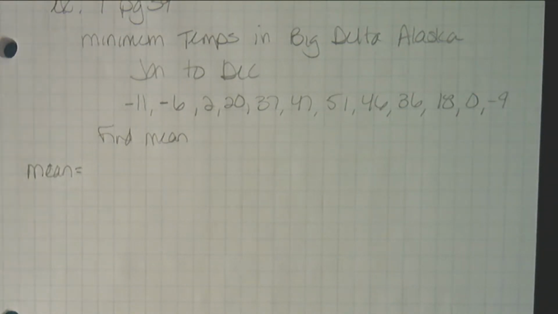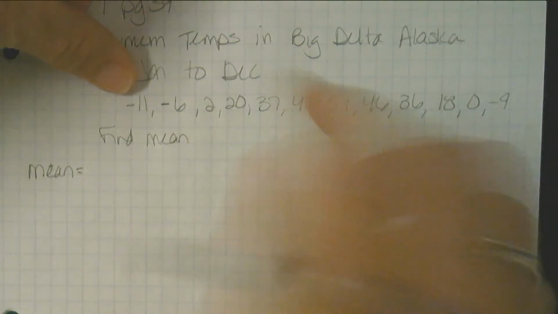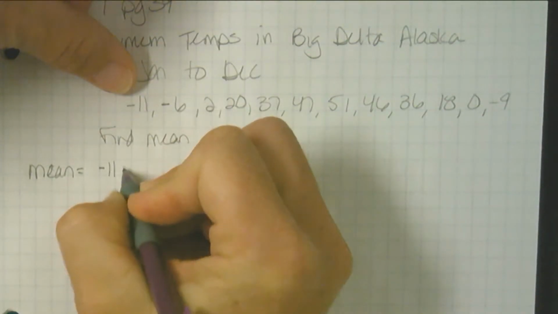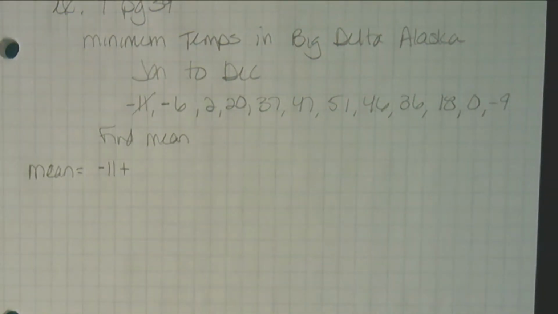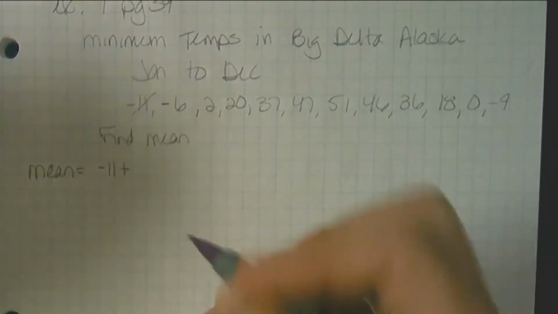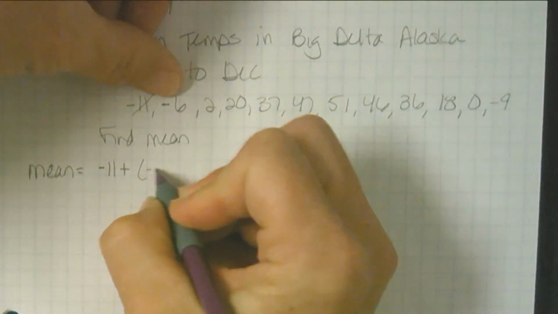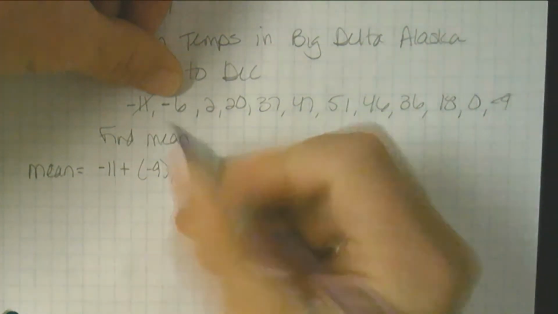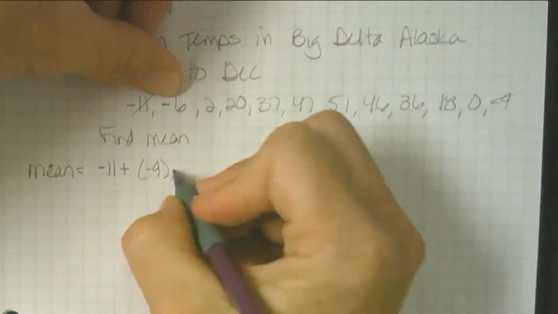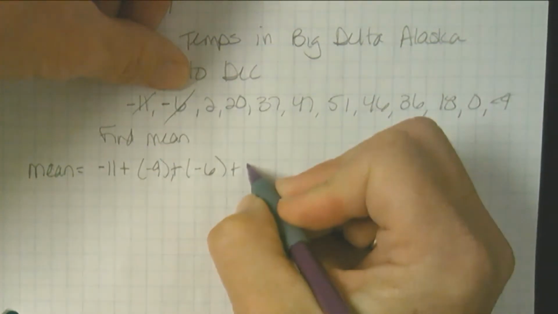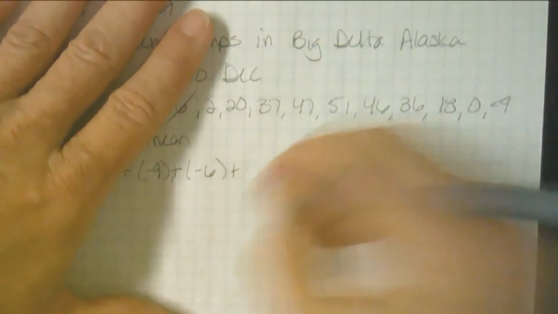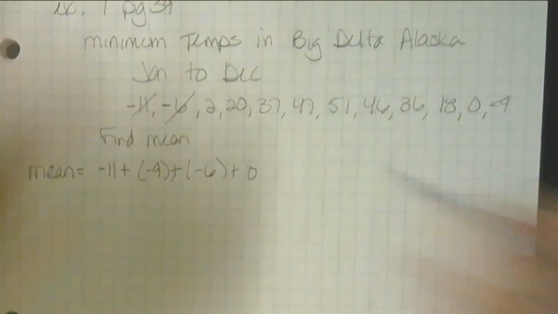Let me tell you what I'm talking about. My smallest number is negative 11. So I have a negative 11 plus. I'm going to cross them off as I go so I make sure I get them all. Please make sure you have a plus symbol in your mean equation. Commas are not operations. You need a plus symbol. So negative 11 plus negative 9 plus negative 6. And I'm just going to keep going. Don't forget 0 is a value. You are going to need to put that in there.